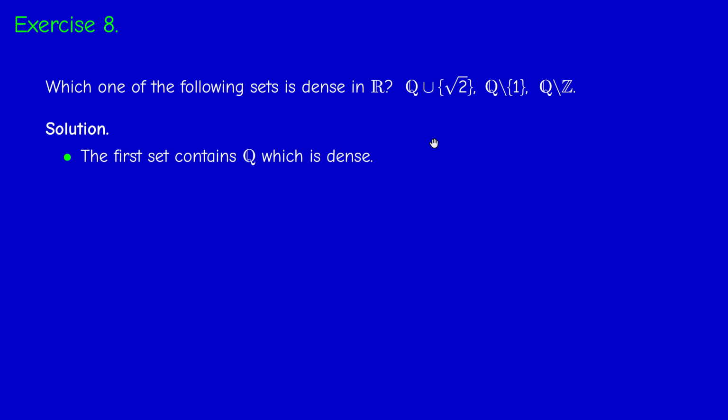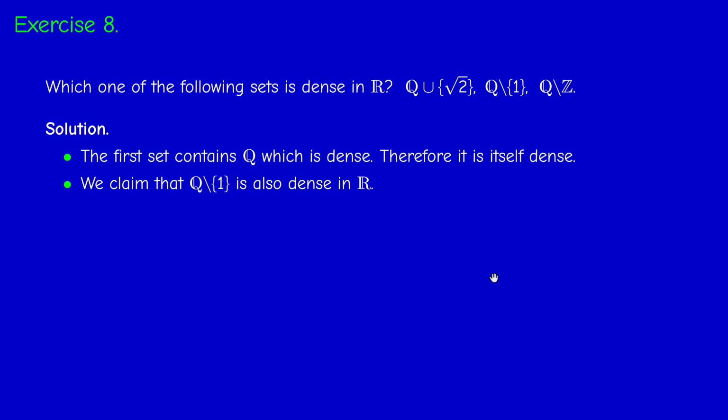So here we have a general principle. Any set containing a dense set is dense itself. Why? Because if Q is contained in this, then Q bar is contained in the closure of this. But Q bar is R, so R is contained in the closure of this. So we have double inclusion, and therefore we have equality. Okay, so if the smaller set is dense, the bigger set is dense. Okay, this is straightforward.